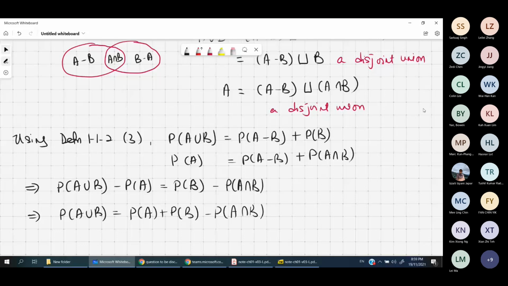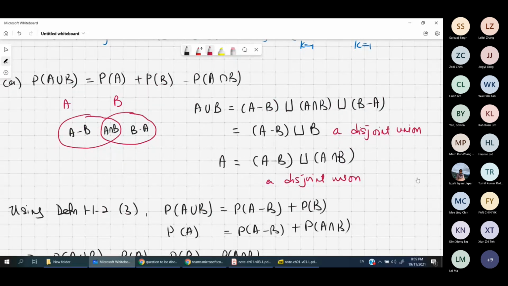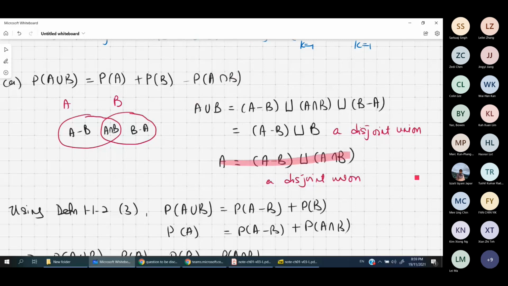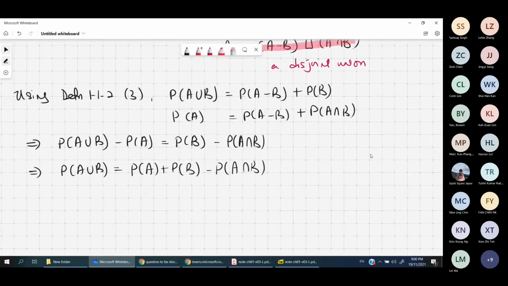So it's not difficult. Just make sure you know how to do this kind of decomposition. Okay, make sure you are able to do a decomposition like this. Okay, so this is part 1.